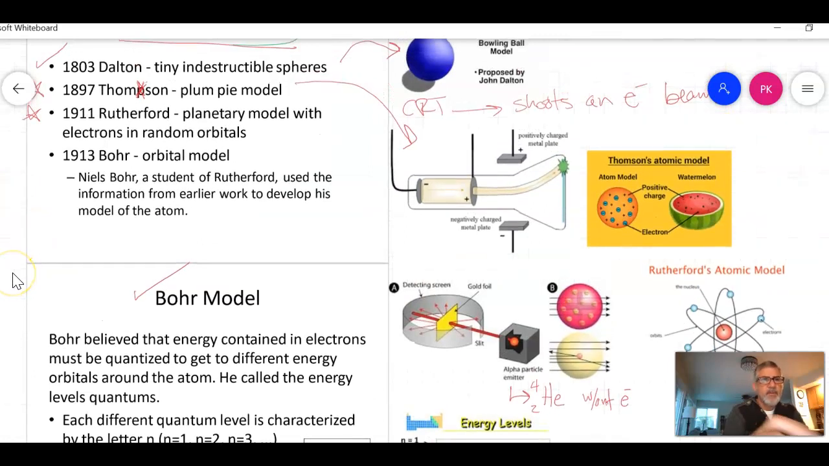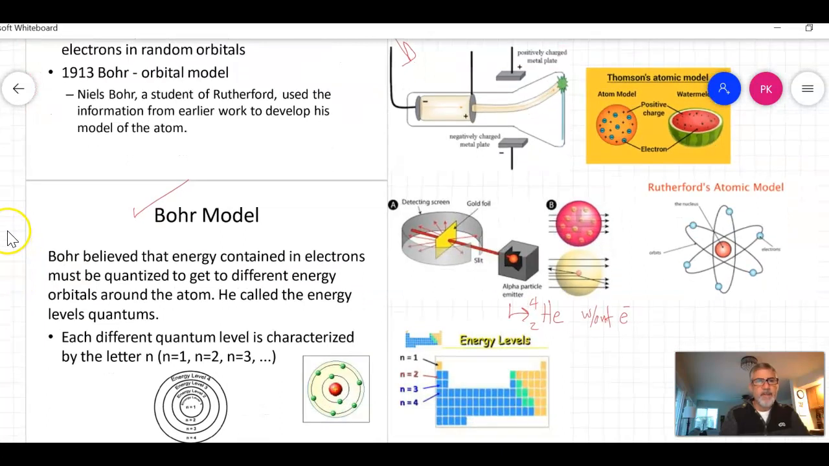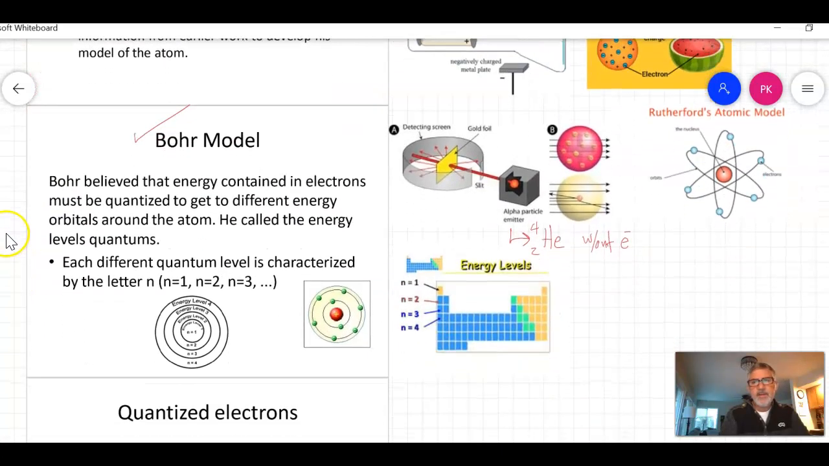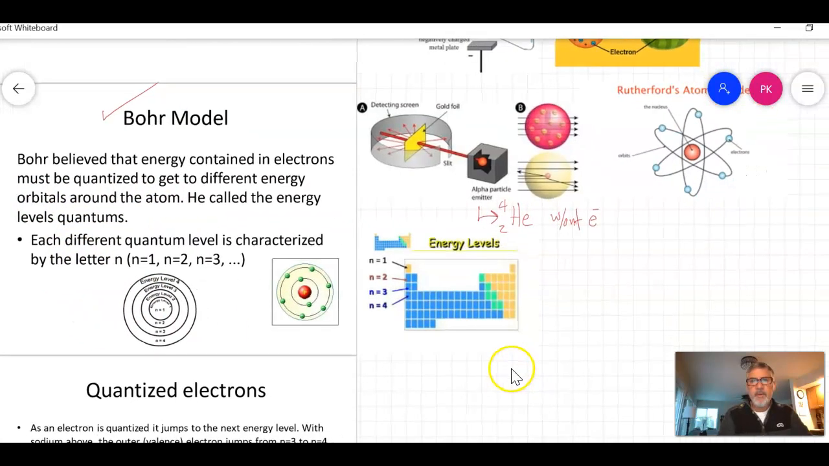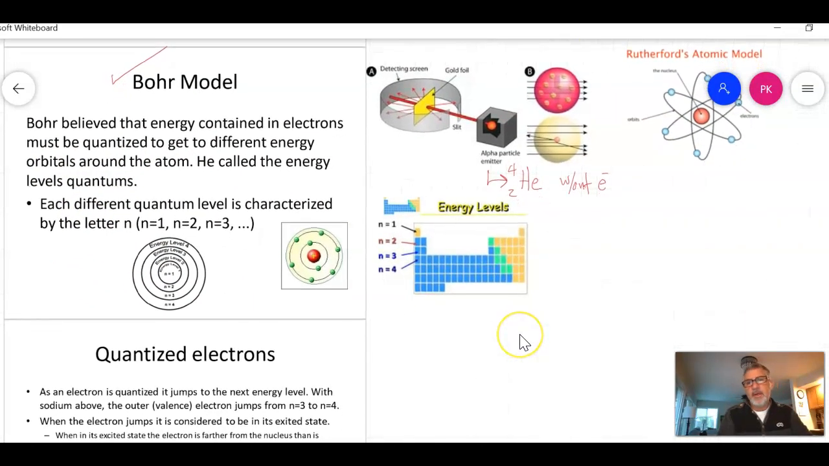So Niels Bohr, you can see, is just a couple years after Rutherford, and he's Rutherford's student. He likes all the stuff that he and Rutherford did, but he doesn't necessarily think it's correct. So Niels Bohr comes out with this quantized model, right? Bohr makes a modification of the model, and this is the one that you probably learned in school, right?